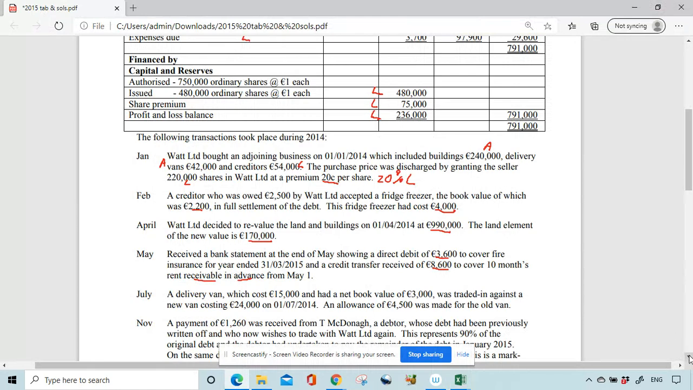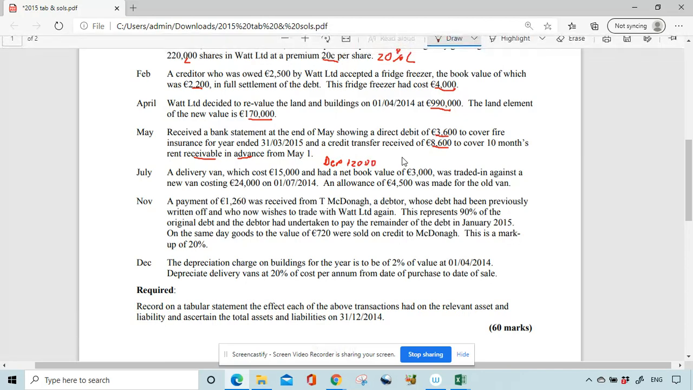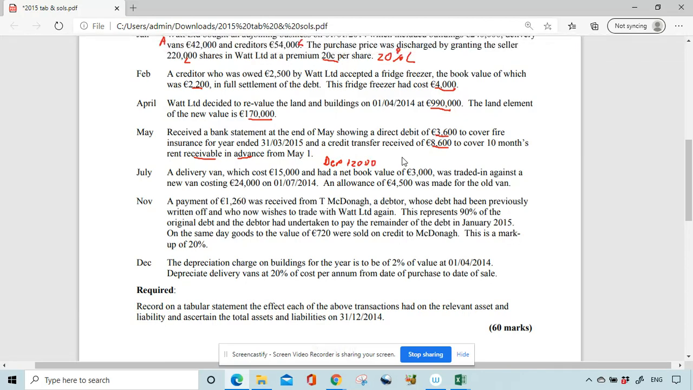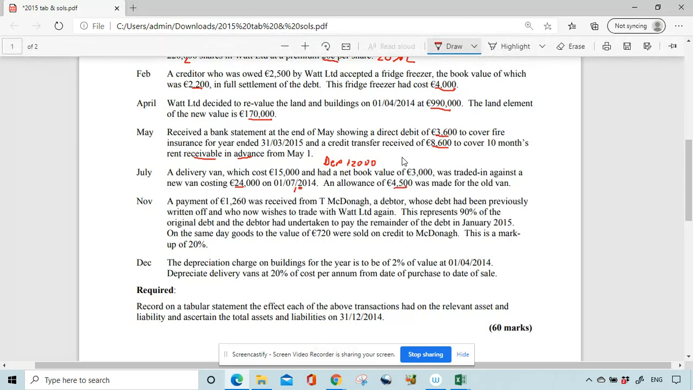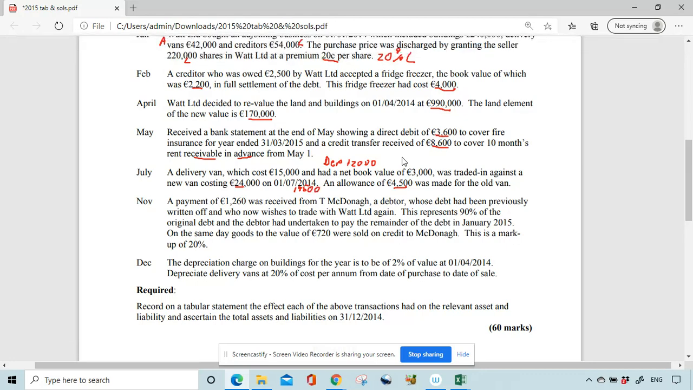July. A delivery van costing 15,000 had a net book value of 3,000. So straight away, I know depreciation of 12,000 on that van was traded in against a new van costing 24,000 and an allowance of 4,500. So how much did we actually pay? We paid 19,500, the difference between those two. Okay, and this was on the 1st of July. So we're talking 6 months there when we work out depreciation.